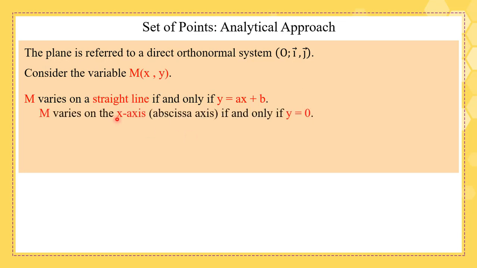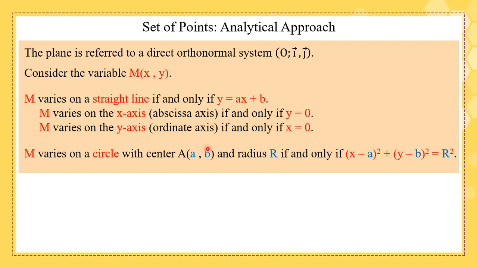Now specifically, M varies on the x-axis or the abscissa axis if and only if y is equal to 0, and this is an equation of the x-axis. And M varies on the y-axis or the ordinate axis if and only if x is equal to 0, and this is an equation of the y-axis. And the second part, M varies on a circle with center A(a, b) and radius R if and only if x minus a quantity squared plus y minus b quantity squared is equal to r squared. So we know from before that such an equation represents a circle and such an equation represents a straight line.